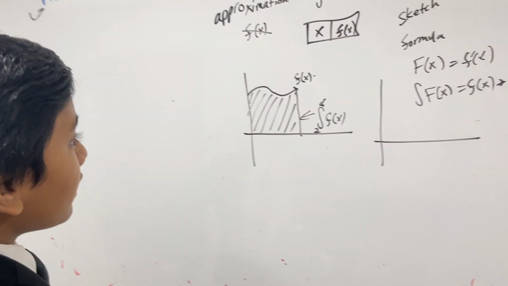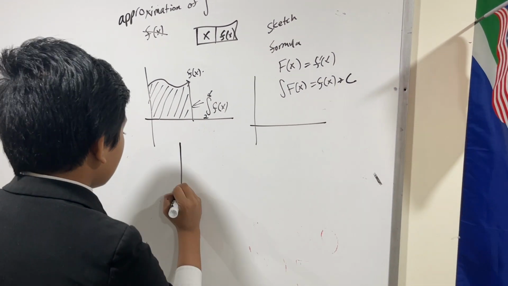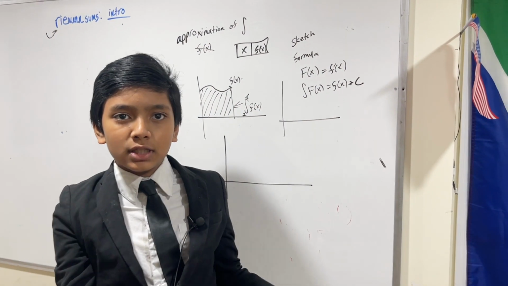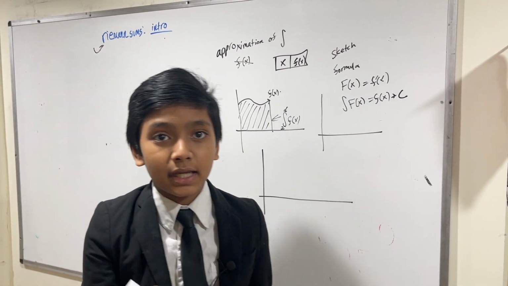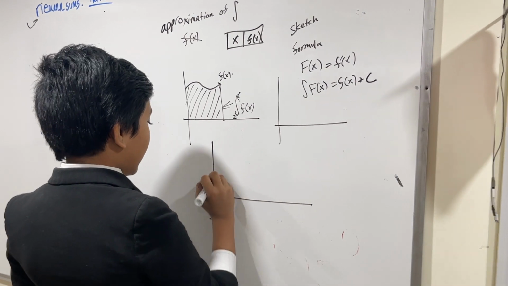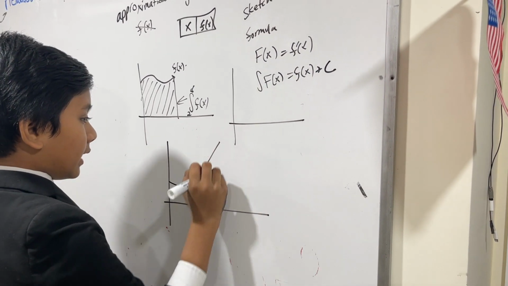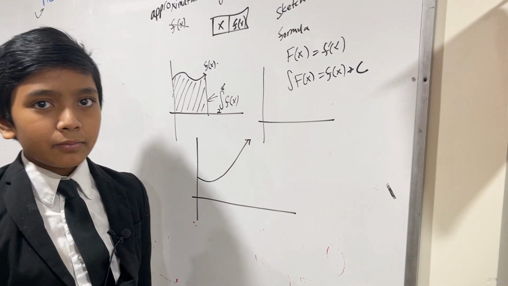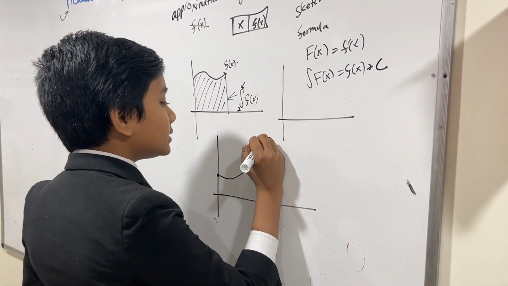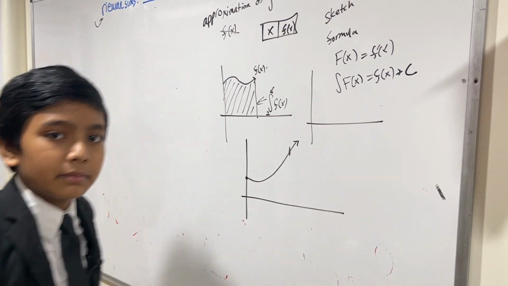Alright, so now how do we approximate these? We can use rectangles and also trapezoids, but we'll get to that later. So, let's say we have a function like this. How can we approximate the area from 0 to, let's say, over here using the Riemann sum?